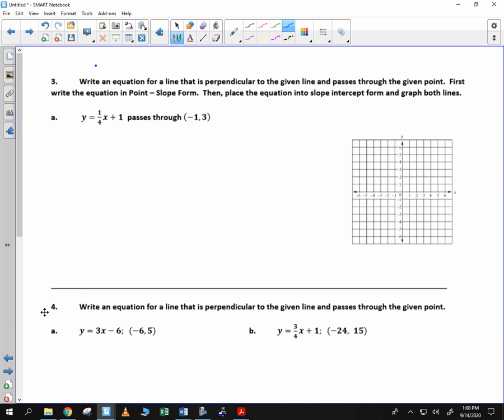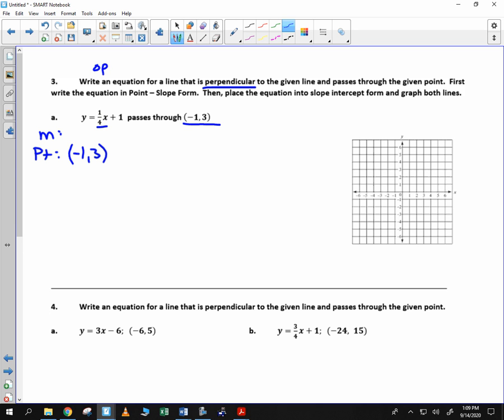So you flip it over. The difference here is that we want to write an equation for a line that's perpendicular to the given line and passes through the given point. Perpendicular. So we're going to look for slope, and we're going to look for a point. It says it passes through -1, 3, but it's perpendicular to this. The slope is not 1/4, it's the opposite reciprocal.